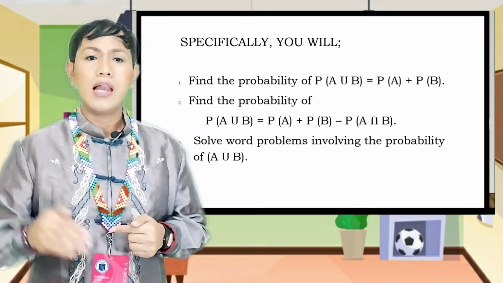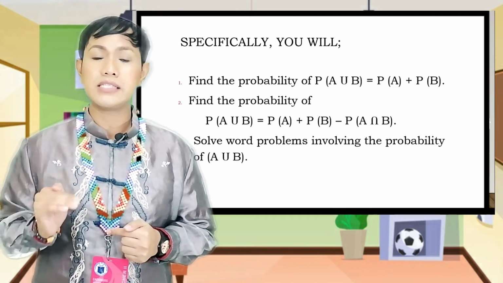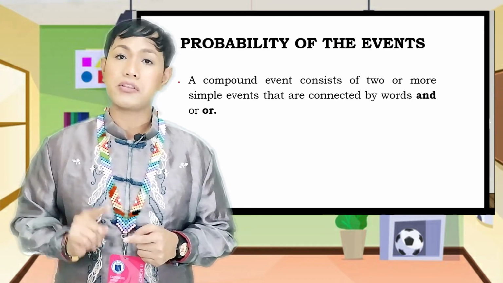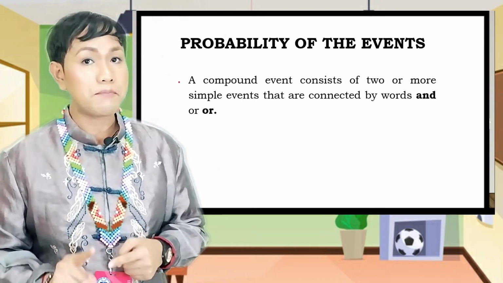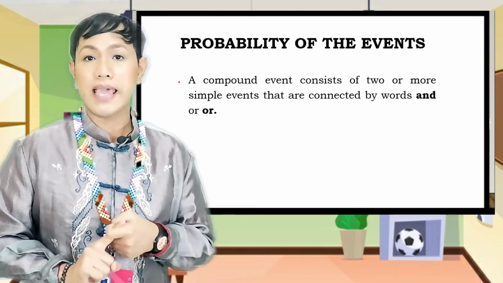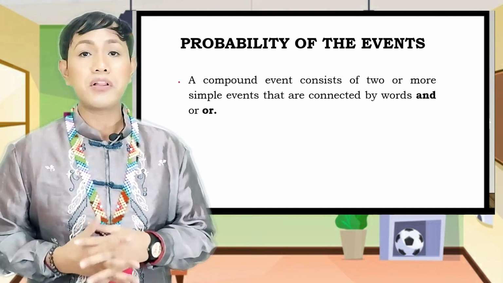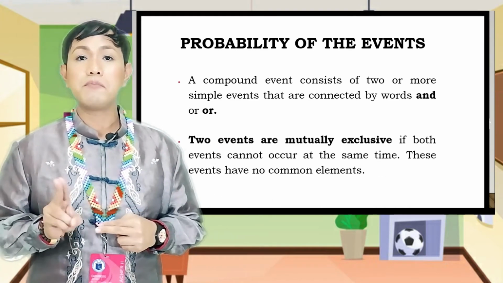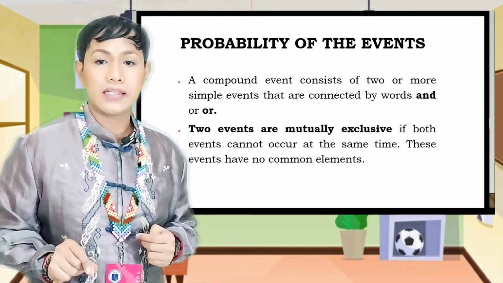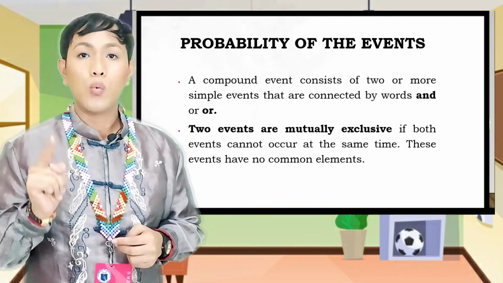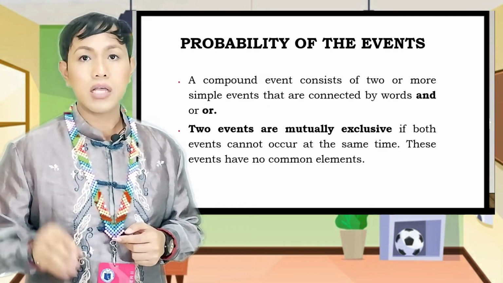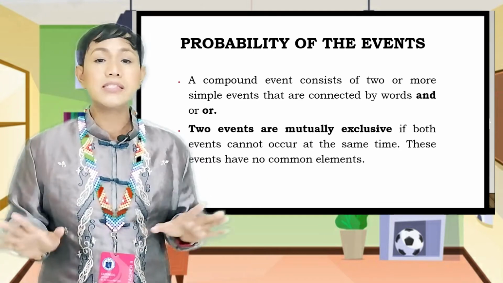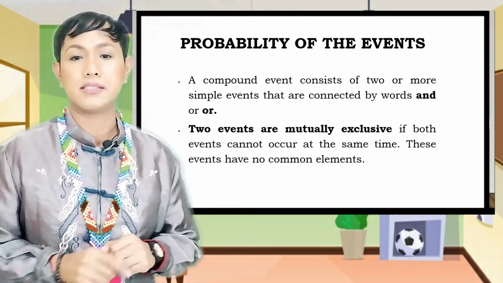At the onset of the discussion, let me first tell you what the probability of these events are. So let's define things. A compound event consists of two or more simple events that are connected by the words "and" or "or". I know that simple events have already been discussed in the previous lesson. Two events are mutually exclusive if both events cannot occur at the same time. Once again, two events are called mutually exclusive if these events cannot occur at the same time. These events have no common elements.